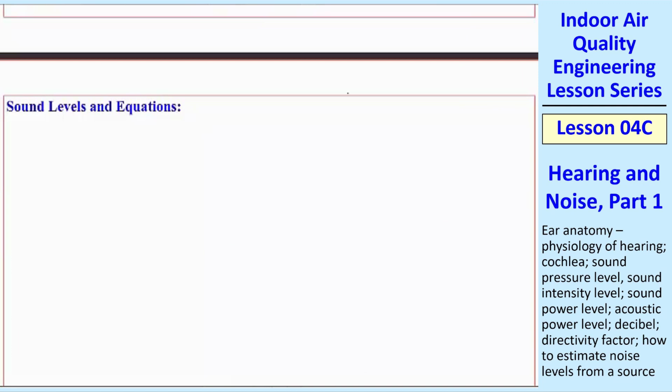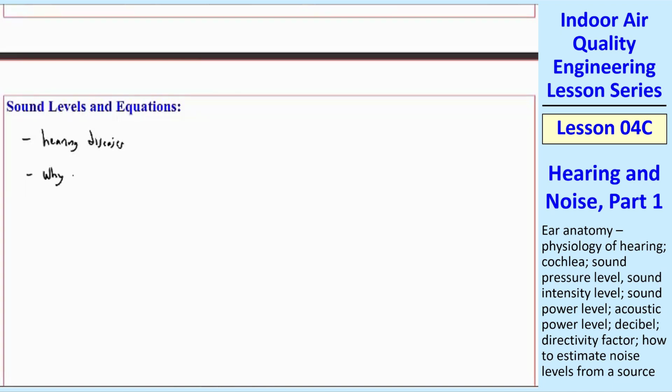I want to talk about some equations and sound levels. I just wanted to point out, if you want to read the book, I'm not going to go over this, but the first couple sections talk about the physiology and some hearing diseases. So things can go wrong with your hearing. You can read that on your own. From an engineering point of view, let's look at the equations.